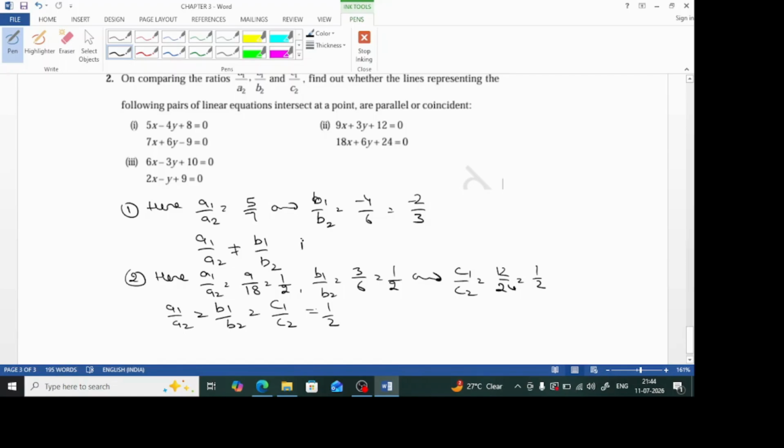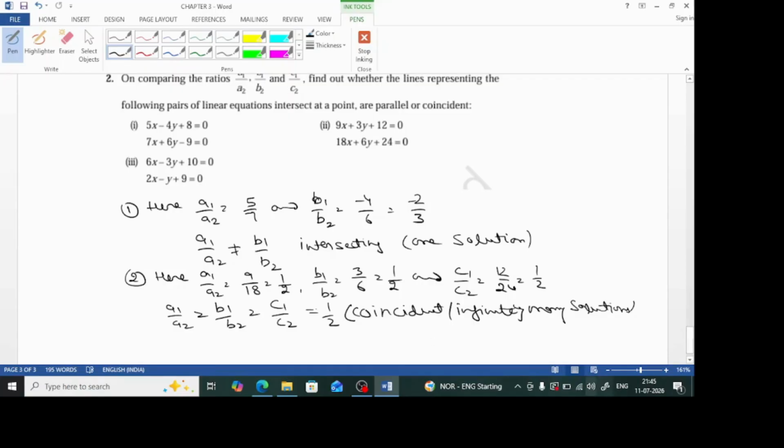It is intersecting, one solution. It is coincident, or infinitely many solutions.